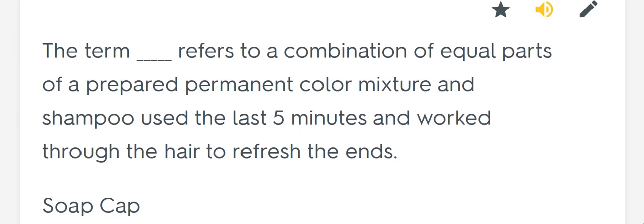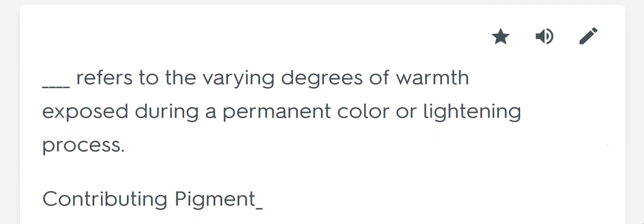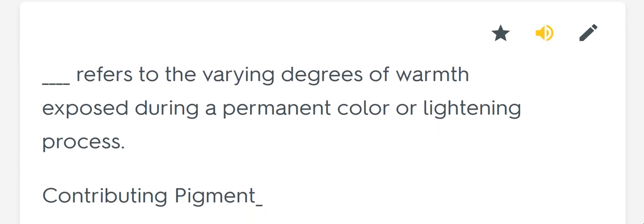The term soap cap refers to a combination of equal parts of a prepared permanent color mixture and shampoo. Use it the last 5 minutes and work through the hair to refresh the ends. Soap cap. Contributing pigment refers to the varying degrees of warmth exposed during a permanent color or lightening process. Contributing pigment.